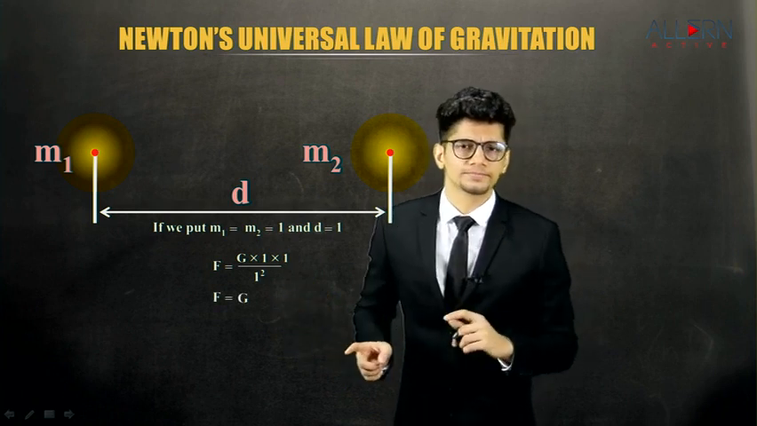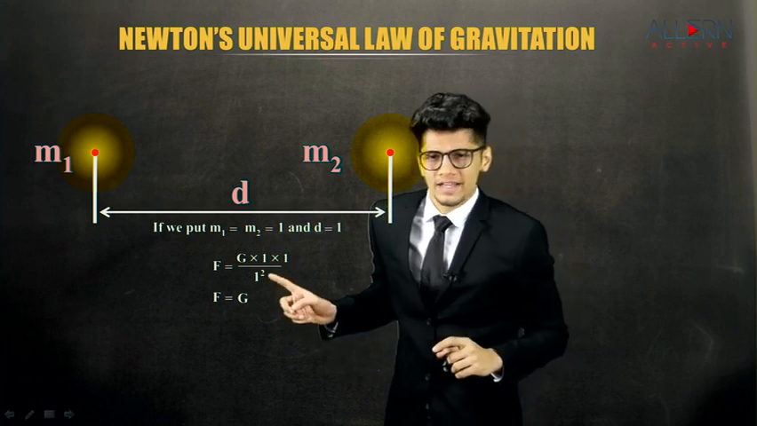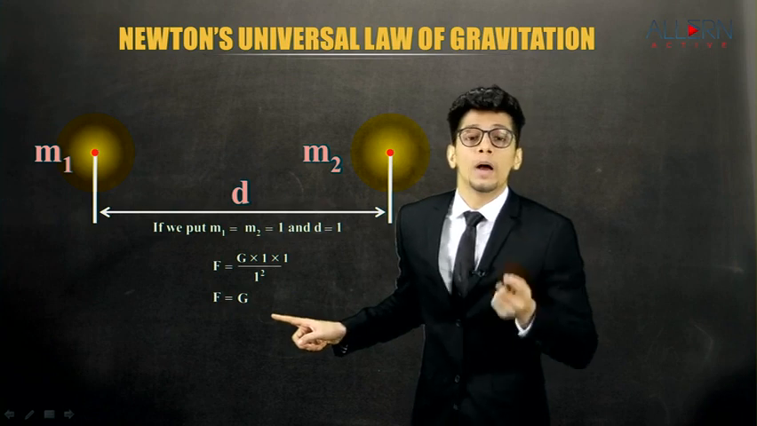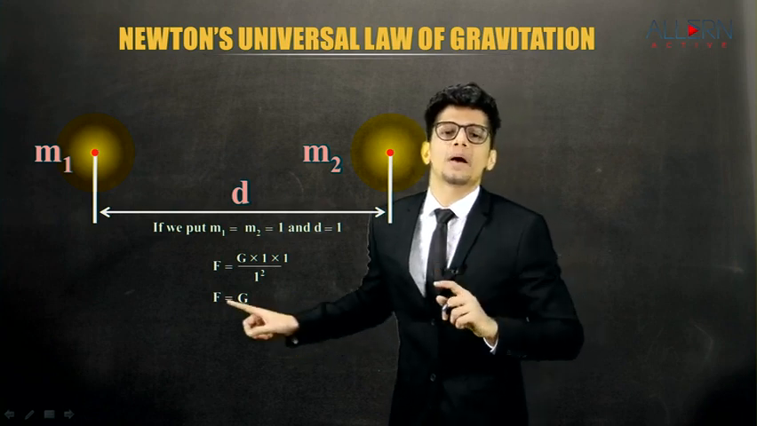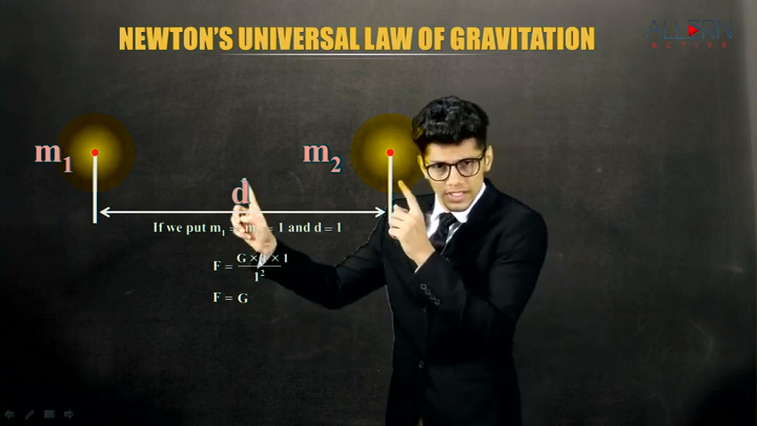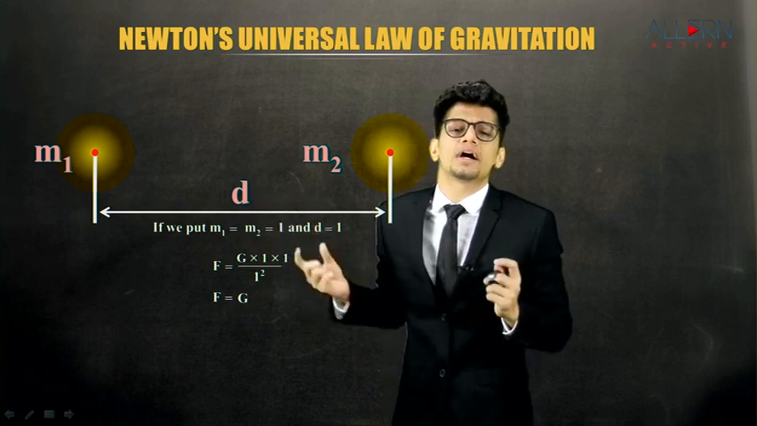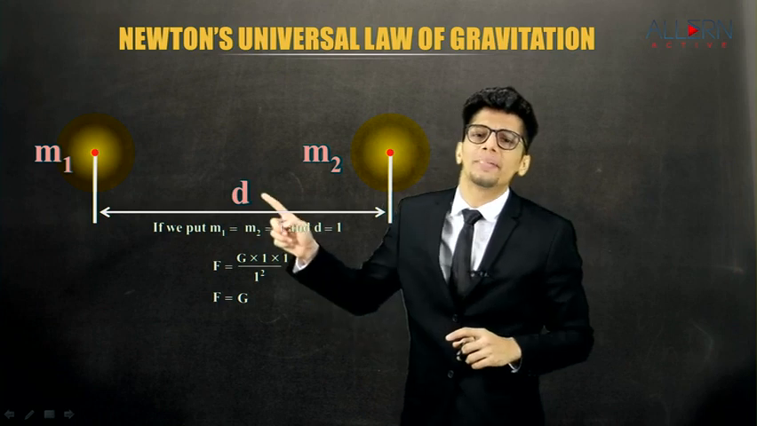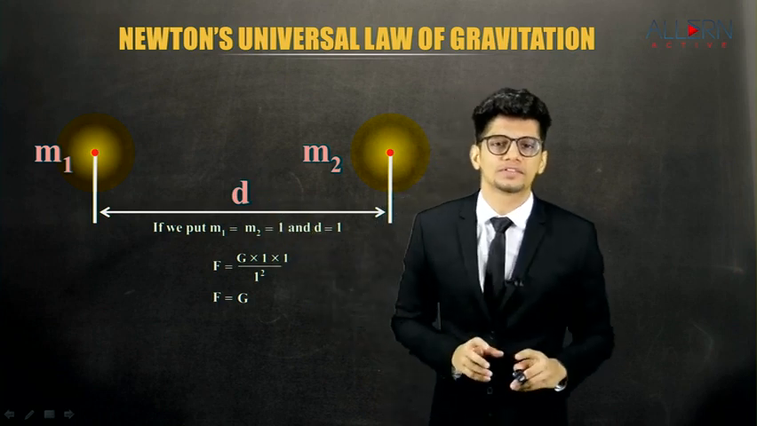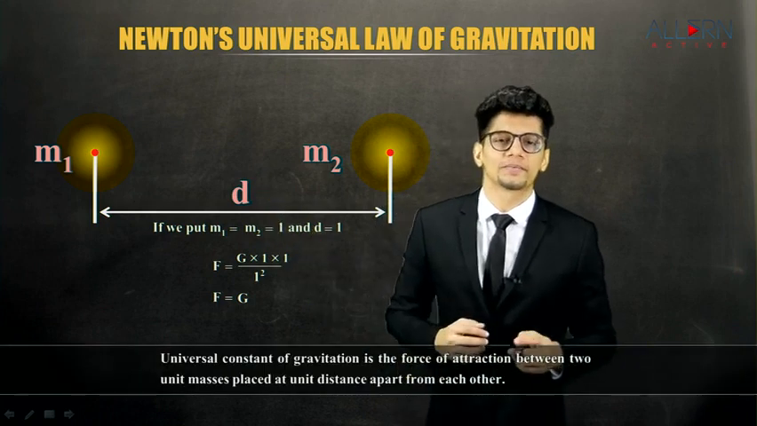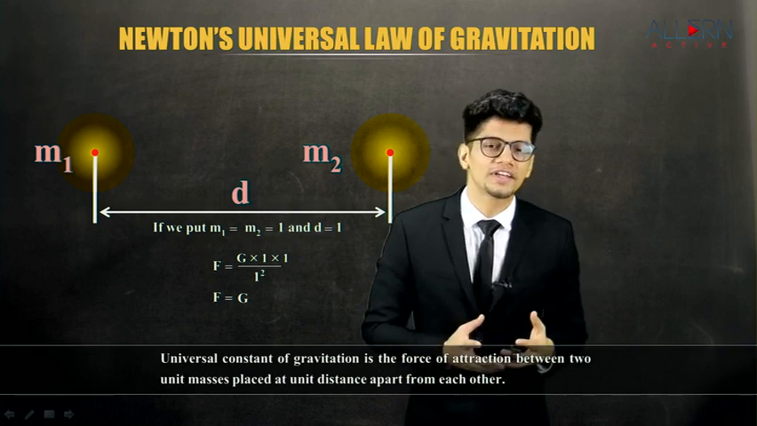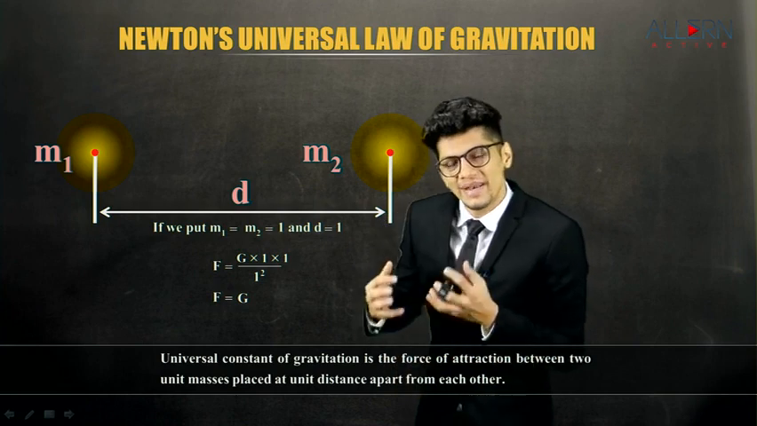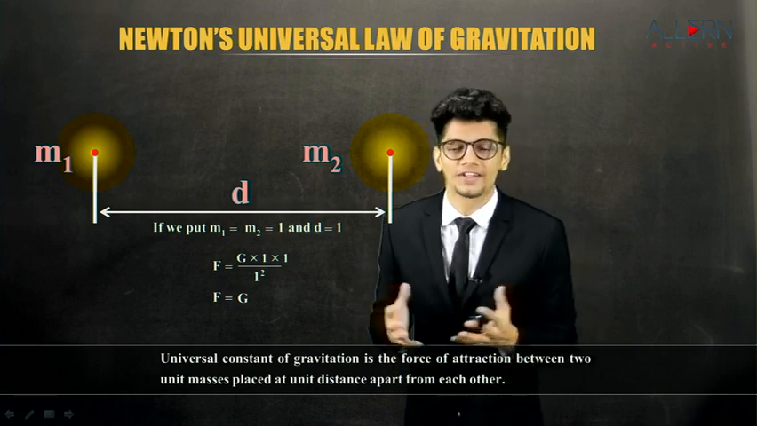What does this mean? This means that the universal constant of gravitation is equal to the force of attraction. But when is capital G equal to capital F? When we have two objects or two unit masses of 1 kg, placed at unit distance apart from each other. So this is how we define it. Universal constant of gravitation is the force of attraction between two unit masses placed at unit distance apart from each other.